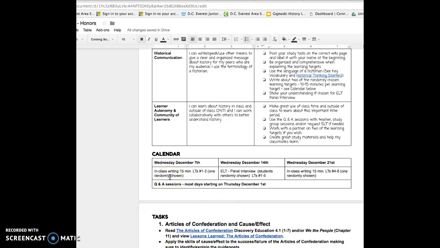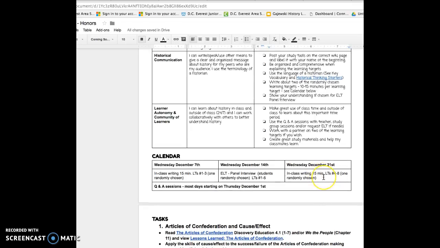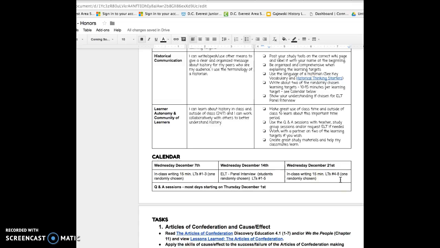Let me just jump down here for a minute. One of the things that we're going to ask you to do on Wednesday, December 7th, we're going to choose, you won't know which one it is, learning target 1, 2, or 3, and we're going to ask you to write about it for 15 minutes. So you are going to be doing a little bit of writing on this. Then on Wednesday, December 14th, some of you, not all, will be chosen for a panel interview on skills, learning targets 1 through 5. So it could be a discussion on any of those. And then again, a writing on December 21st. This would be on learning targets 4 through 8, randomly chosen. So we're going to ask you to do those things.